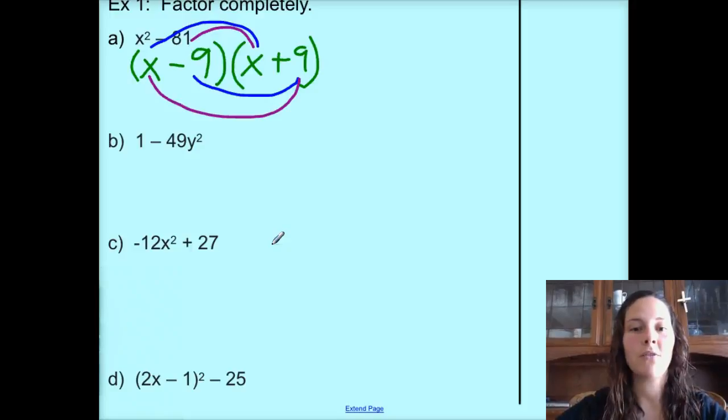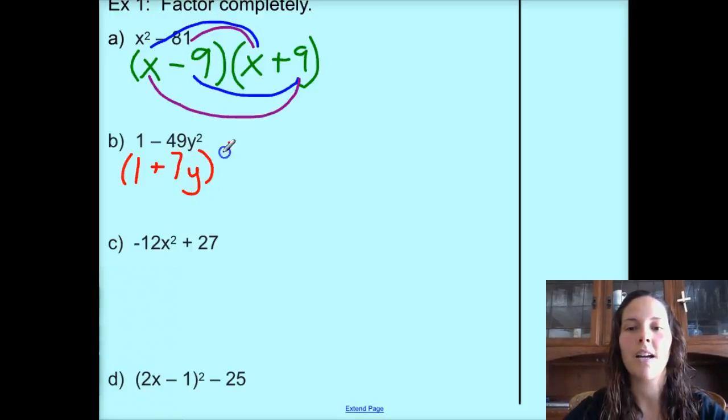Next one, we have another difference of squares. Again, no common factor on this one. So we take the square root of 1, plus or minus, order does not matter. Square root of 49 is 7. Square root of y squared is y. And then we write the conjugate.